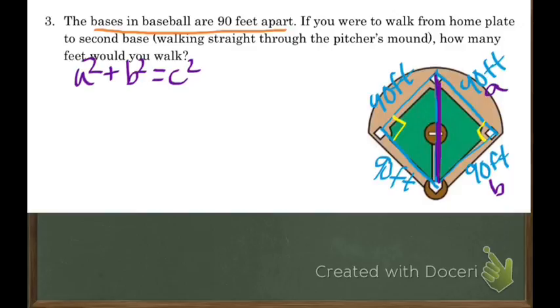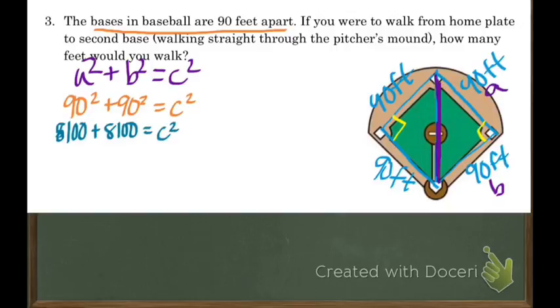So using what I know, I'm going to have 90 squared plus 90 squared equals c squared. Well, if I square 90, I'm going to have 8100 plus 8100 equals c squared. Then I'm going to add them together, right? So 8100 plus 8100 should give me 16,200.